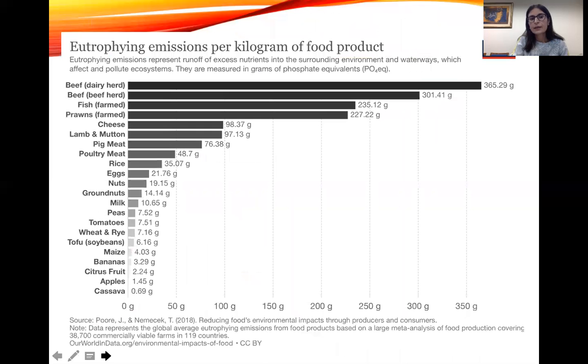Then we've also discussed how with agriculture, the nitrates and phosphates result in eutrophication. Again, beef looks the worst, and then apples and other fruits look the best.